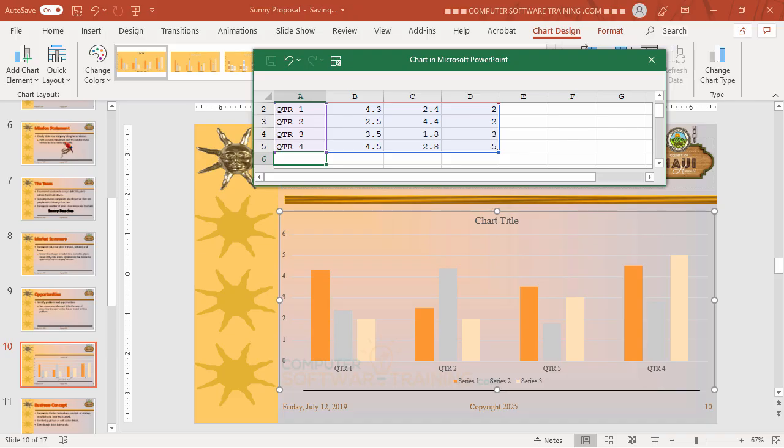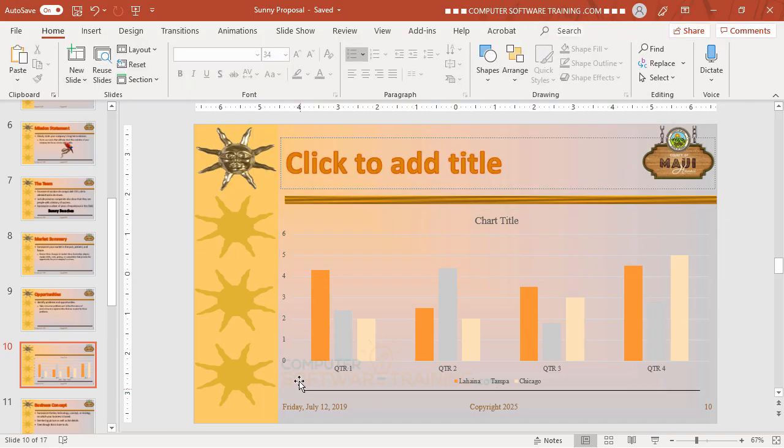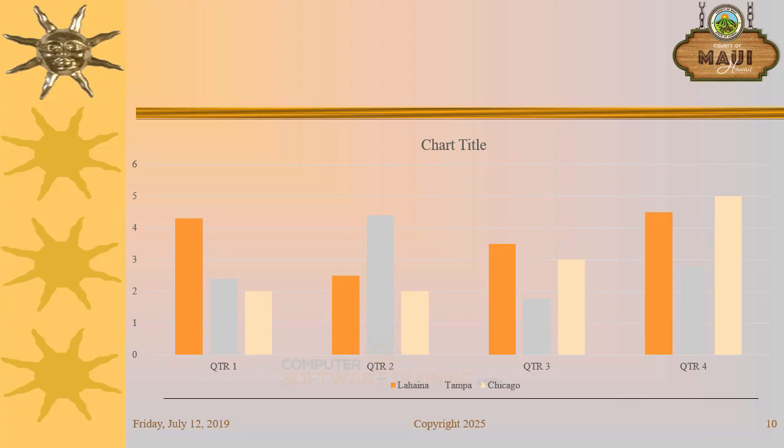Okay, pretty powerful. Now along the top here, we can put in something like Lahaina, and we'll do Tampa, and we'll do Chicago. So we've got those three territories in there, and we'll leave the numbers alone, but that's pretty much it. Once you've done that, you can go ahead and close this up, and there's your graph. And of course, when you do the presentation, that's pretty much how it's going to look on your slideshow. So pretty cool.